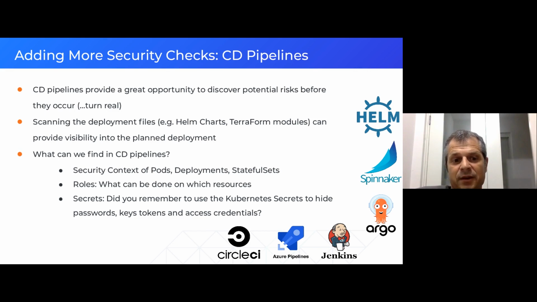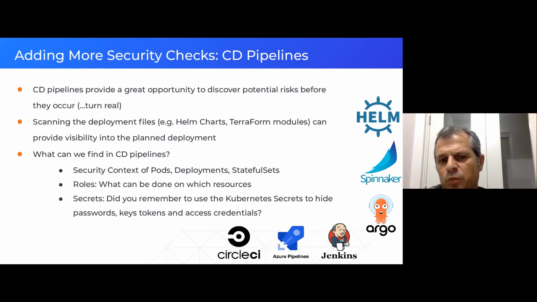Before they happen. When we start scanning deployment files like Helm charts, Terraform modules, we can always get some visibility into what is going to be deployed before it surprises us, before it's actually being deployed, which is critical because sometimes when it's already deployed, it can be a little too late. It can, of course, be detected when deployed, but it's always better to avoid risk before it happens.